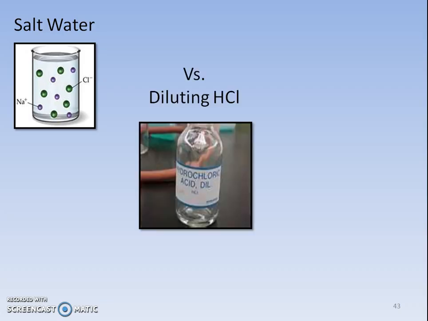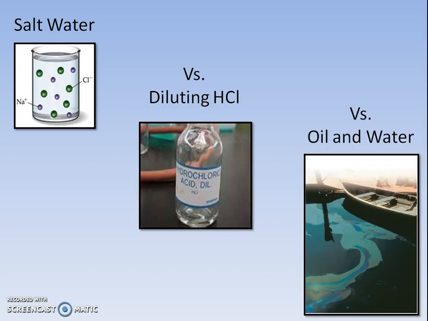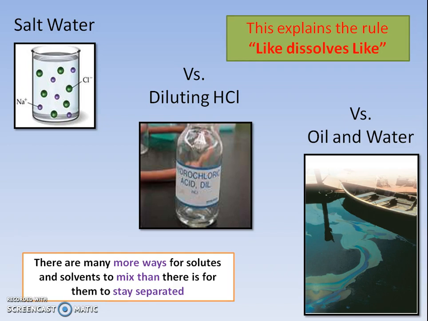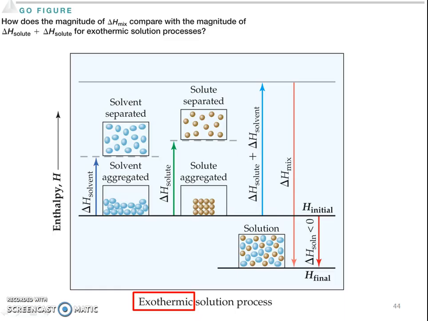So salt water is an example. Diluting HCl is an example, and oil and water are all examples of how like dissolves like. And we want to remember there are so many more ways for solutes and solvents to actually mix than for them to stay apart. In other words, if I put salt into water, it's going to spontaneously become that solution, versus if I take oil and water, the solution is not going to occur.